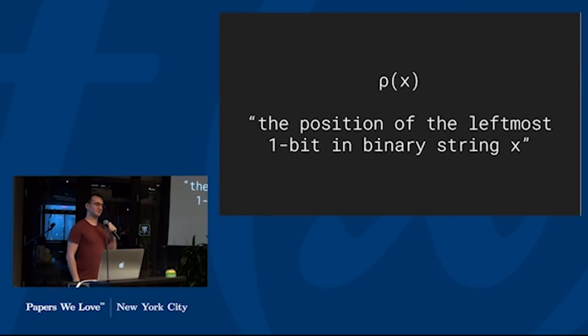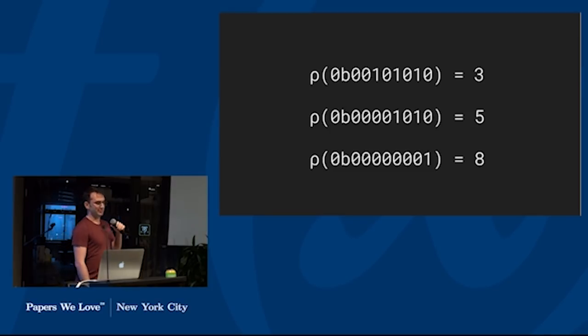The observable, well, that's a tongue twister. The observable that they use for HLL is this function called row of x. It's the position of the leftmost 1 bit in any binary string. And by total coincidence, it happens to be almost exactly the longest run of leading zeros at the beginning of a binary string, right? So if we've got 2 leading zeros, our row function is 3. If we've got 4 leading zeros, it's 5. 7 leading zeros, it's 8, right? We're off by 1.